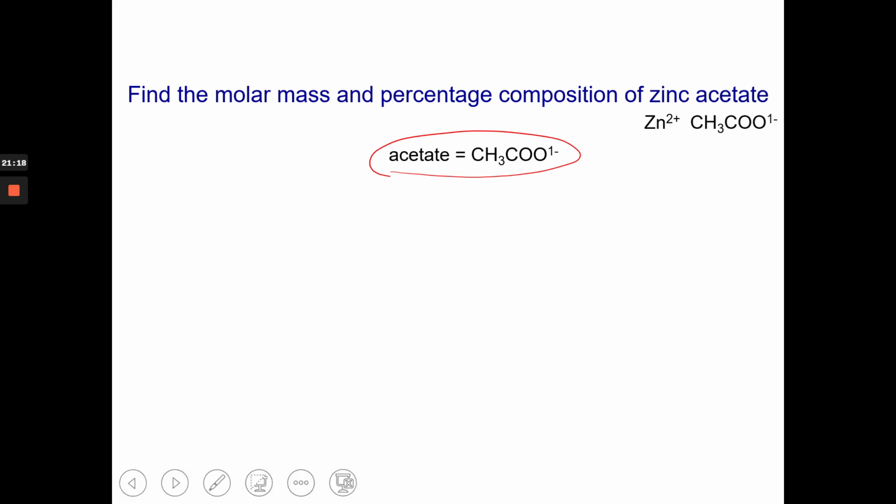Now, if we want to make this come together, of course, we could do the crisscross rule or use logic and figure out that we must have two 1 negatives to balance that 2 plus. So the formula for zinc acetate is shown here, Zn(CH3COO)2.